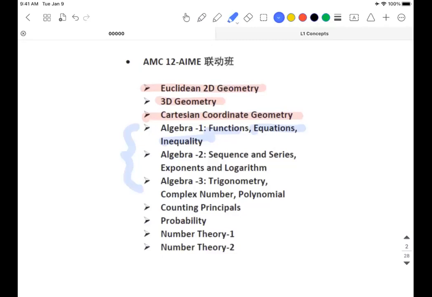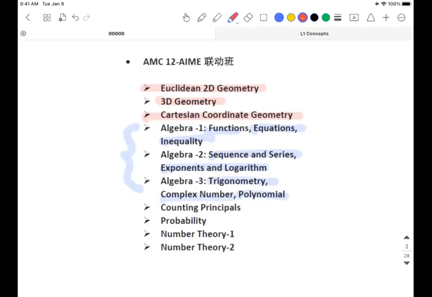For the second part, we're going to use the techniques we introduced to investigate sequences and series. We're going to investigate exponents and logarithms, especially logarithms. This is reserved for AMC12. In AMC10, you barely learn anything about logarithms, but in AMC12 this is more popular. And for our Algebra 3 lecture, we're going to talk about trigonometry, complex numbers, which are especially for AMC12, and some complicated polynomial-related concepts.